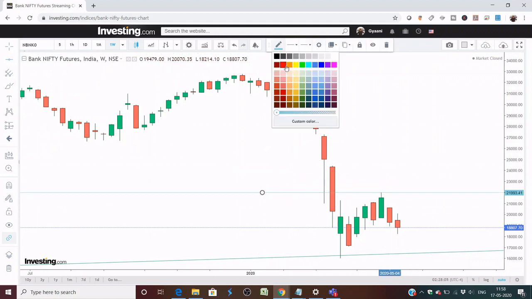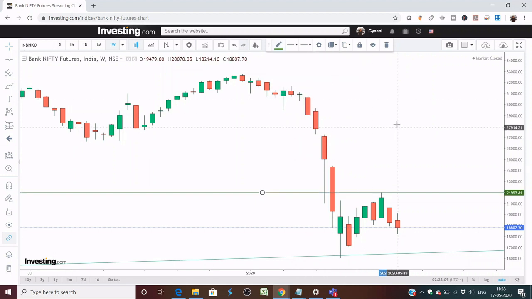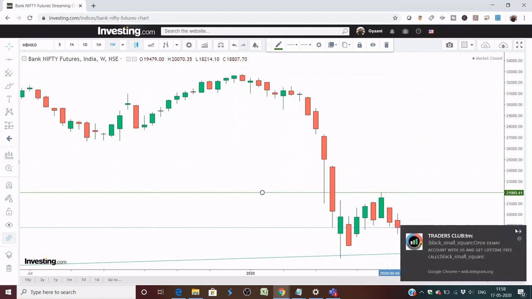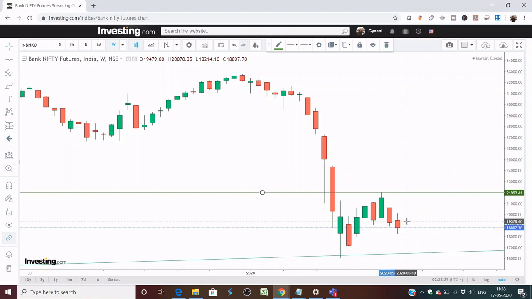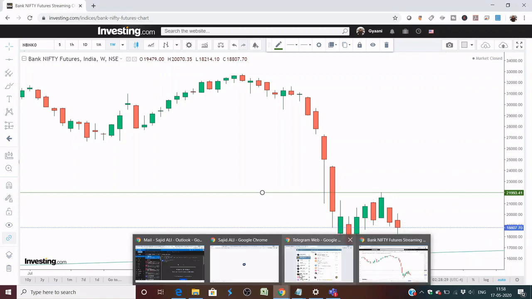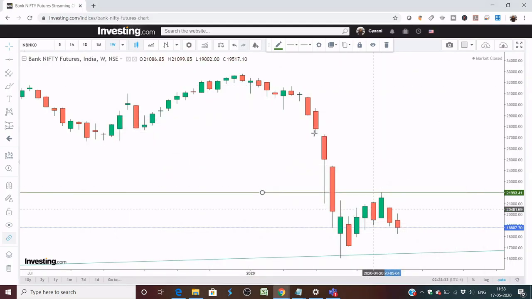Let's change the color to a darker color so it can be visible. Yes, so this is a green line. So we have the high and we have the low, which is this line. So we can see that this is in a range. So this is a red bar, which is a drop. Again there is a base formed and you can expect a drop again here.